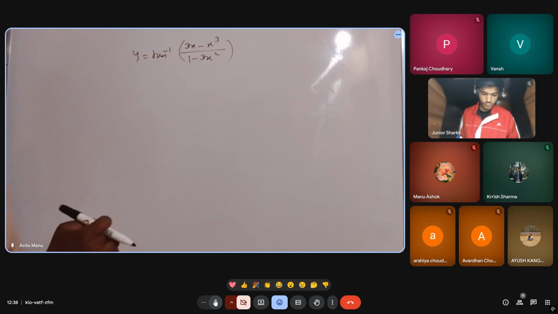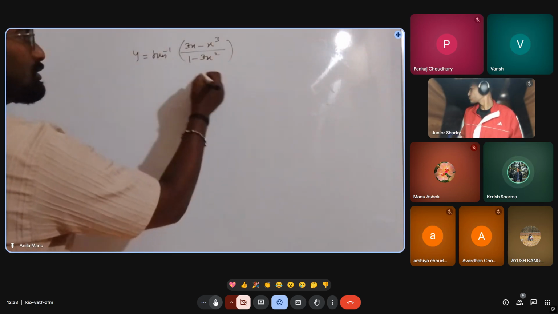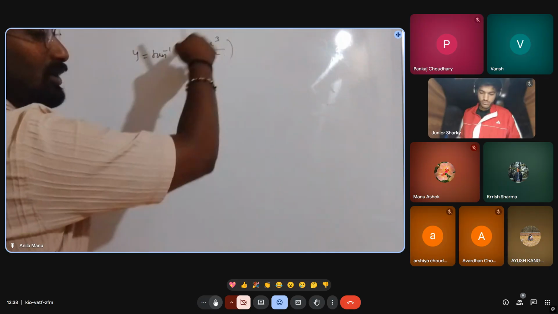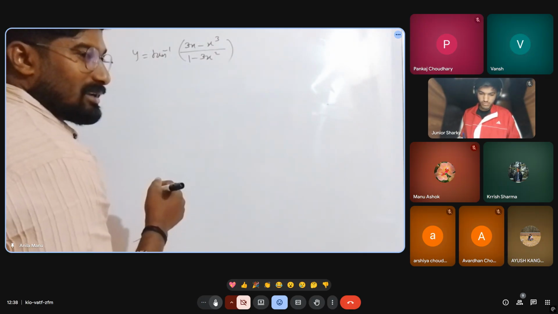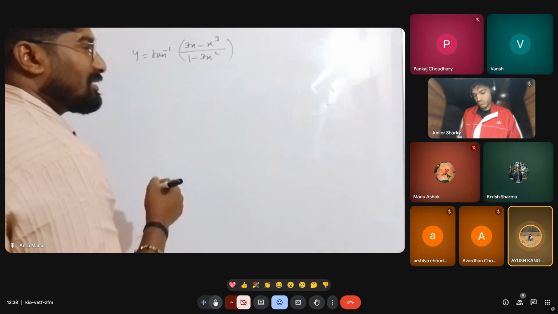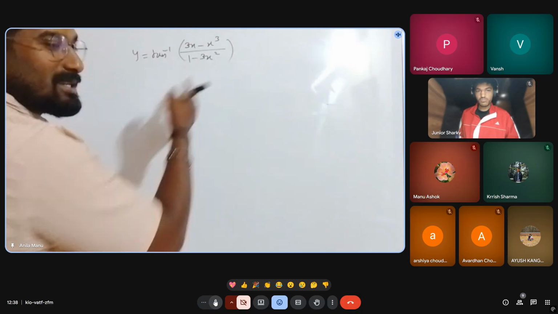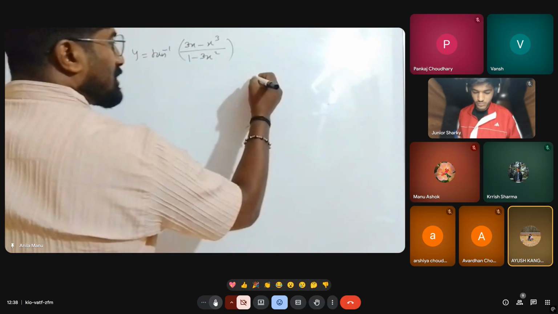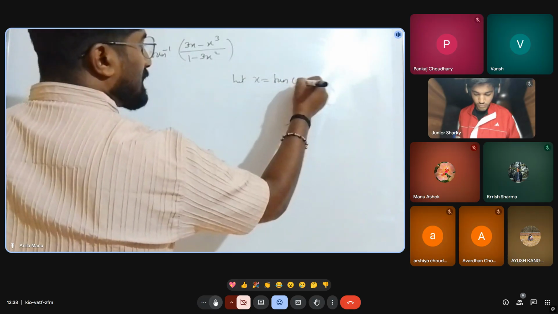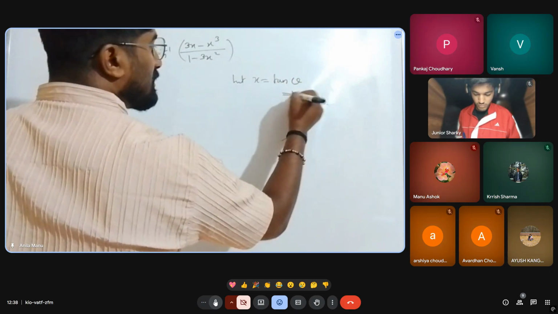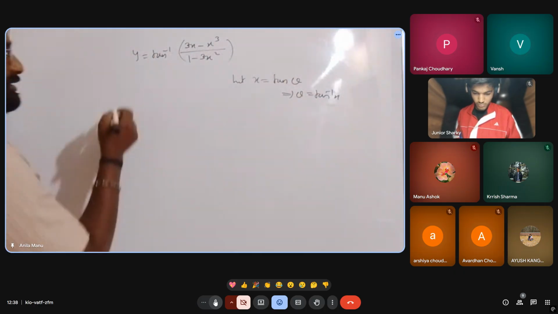Completed? Yes, sir. Which algebraic form is this one? Tan 3 theta. 3 tan theta minus tan cube theta divided by 1 minus 3 tan square theta, right? So let x is equal to tan theta, which implies theta is equal to tan inverse of x. Both the things you have to define first.